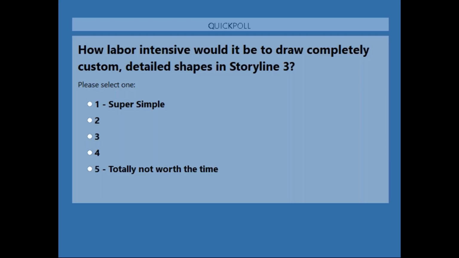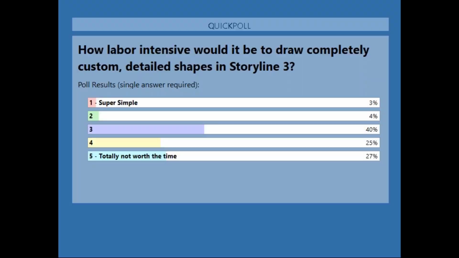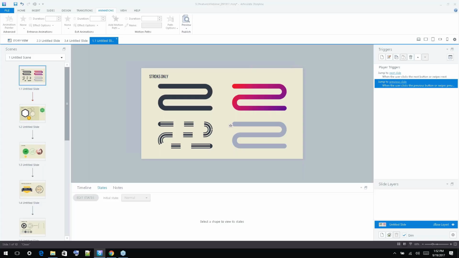So I just want to pop up a second question. Since we said we can draw just about anything in Storyline 3, how labor intensive would it be to draw something completely custom, detailed shapes in Storyline 3? Let's think about budget and time: 1 to 5, super simple, or 5, custom crazy shapes, totally not worth the time and money. On average, folks were pretty positive about the capabilities Storyline had. You all seemed to vote that it had a lot of control over custom shapes, but super crazy stuff might be a little out of the realm of possibility. So I'm going to share my screen with you guys.